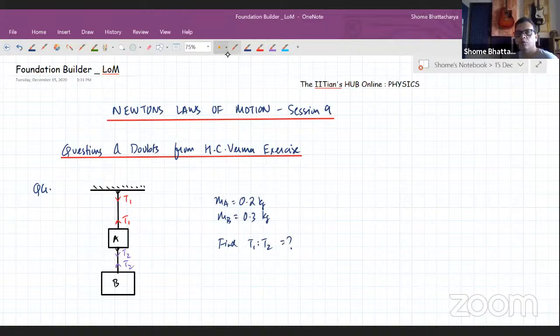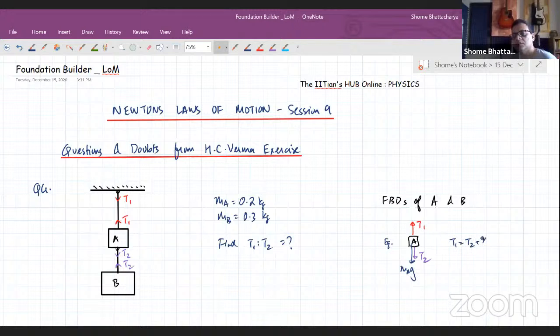Okay. So how to do this question? Very simple. Make the free body diagrams of A and B. So for A, you will see the forces acting are tension T1, tension T2 from below, okay, and its own weight. So we have the equation and it's in equilibrium. So T1 is equal to T2 plus weight of A.